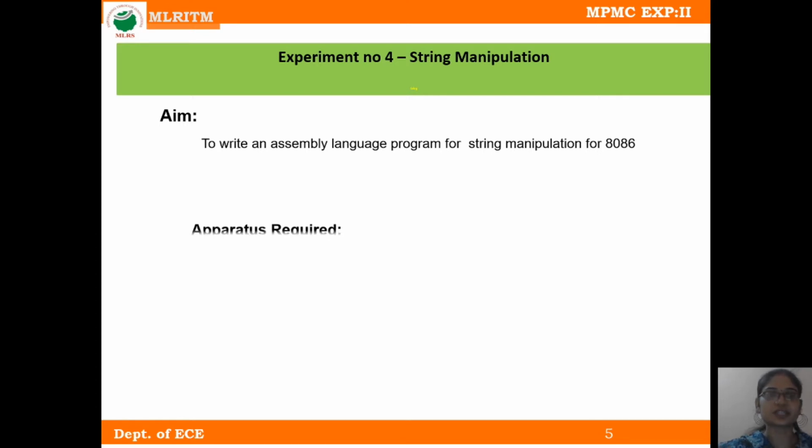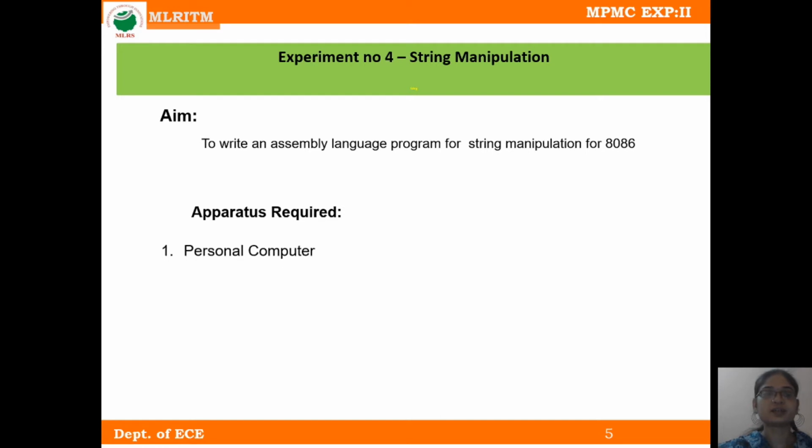The aim of this string manipulation program is to write an assembly language program to perform string manipulation operations using 8086. For this purpose, we require a personal computer, 8086 microprocessor kit or Microsoft Assembler, power supply and keyboard.